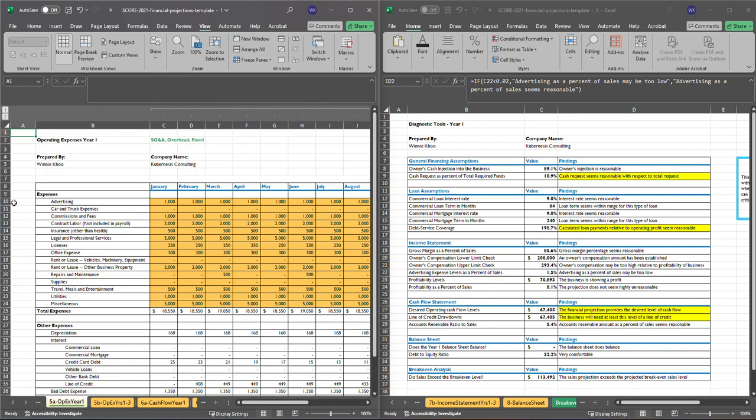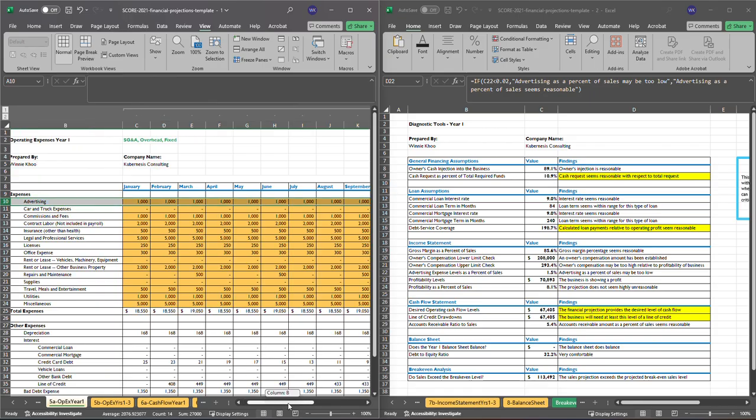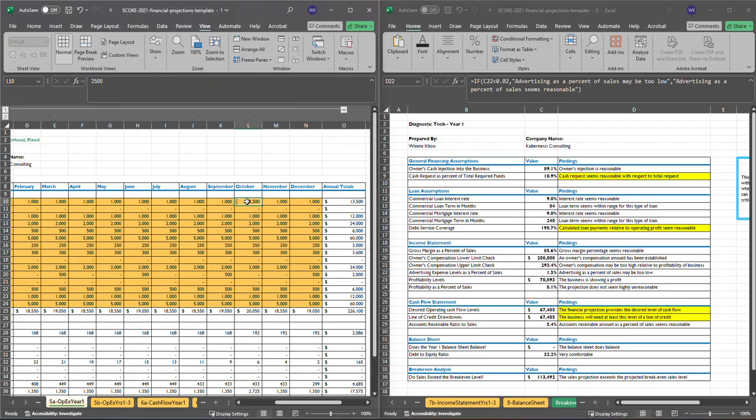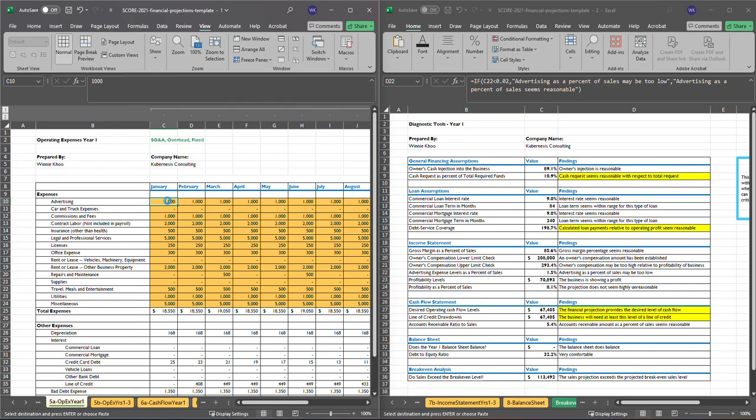So this is advertising. Starting out, I want to advertise more, so every month I'm just going to keep adding until I get 2%. Let's say I invest more in the beginning of the business, more into advertising. So now advertising as a percentage of sales seems reasonable. Okay, great. Moving on.